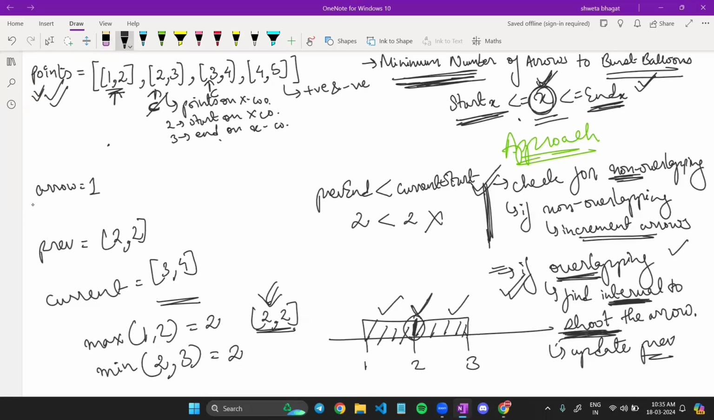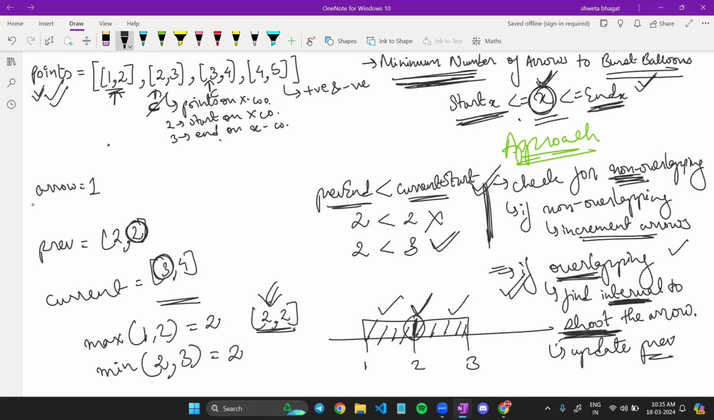So now again, what will we do? We'll check for the non-overlapping case, right? So what is the non-overlapping case? We should have the previous end less than the current start. So what is the previous end? Previous end is 2. And what is current start? Current start is 3. So is this 2 less than 3? So it's true. So since it's true, what does it mean? It means that these two are not overlapping.